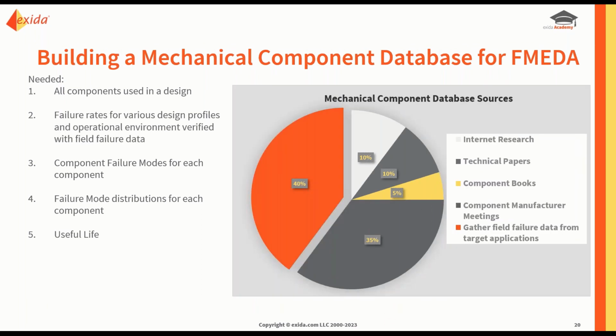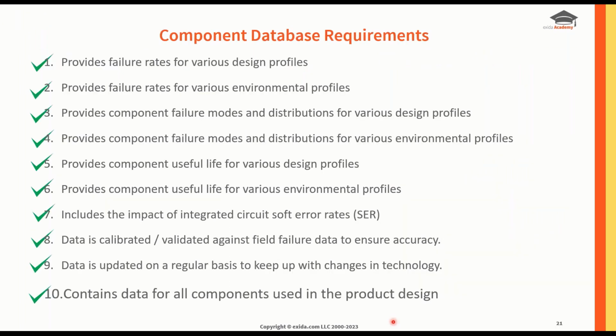Unfortunately, when it came to the mechanical database, it was a standing start. There was no basic database that could be built upon. So the main source of information for the mechanical side was gathering field failure data from target applications, and then also obviously meeting with component manufacturers and looking up technical papers. So just to recap, these are the 10 main requirements to look for when developing a component database, and these really are key and allow you to have the most accurate possible database that you possibly can.